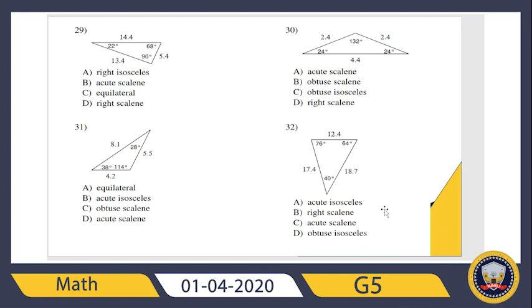So let's check the choices. Acute isosceles, right scalene, acute scalene, or obtuse isosceles. It's acute scalene. Yes, it's acute scalene because each angle inside the triangle is less than 90 degrees, and scalene because all the sides are different in their length.